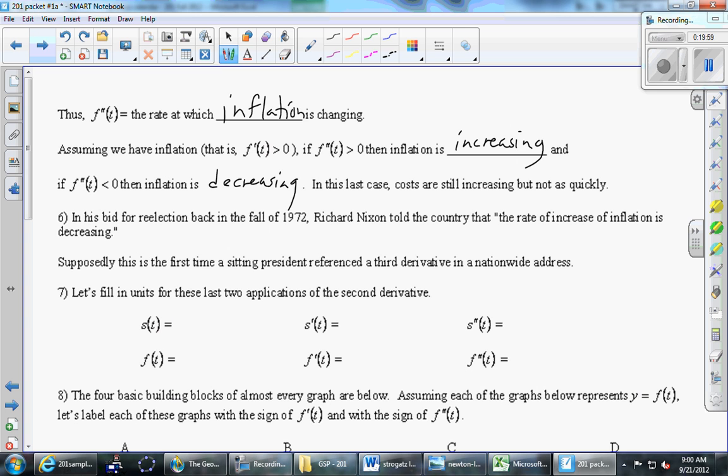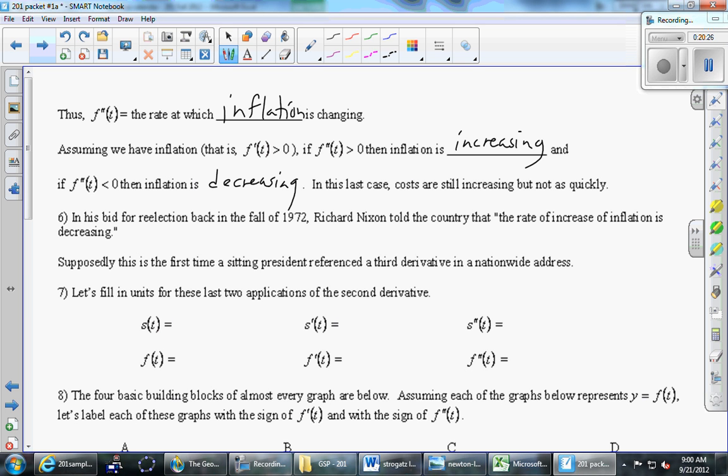But what we can say is the cost of that standard basket of goods with all these things in it. We have inflation, so the costs are increasing. But if inflation is increasing, then the costs are going up faster and faster. So maybe that basket of goods costs $10 today, 15 tomorrow, 28 the next day, increasing, but by more and more. Still increasing, still positive, still inflation.